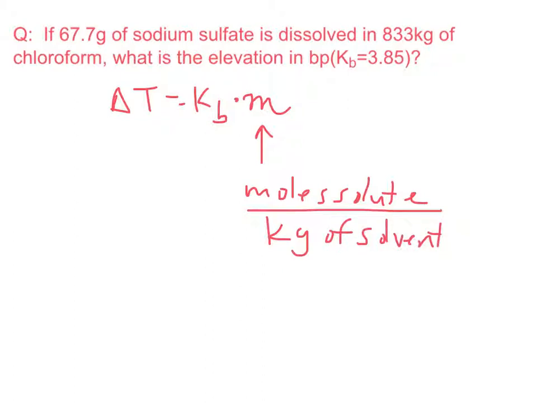This unit really gets a lot of people. You have to remember that it's actually kilograms of solvent, not grams of solvent, but kilograms. Oh, by the way, it looks like I typed that problem wrong. On your sheet, I think it says it's dissolved in 833 grams of chloroform, not 833 kilograms of chloroform. So up here, that should have been grams of chloroform, not kilograms.